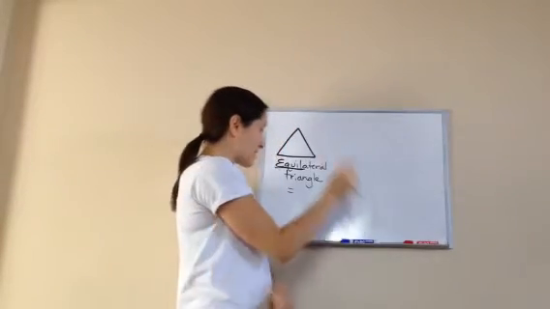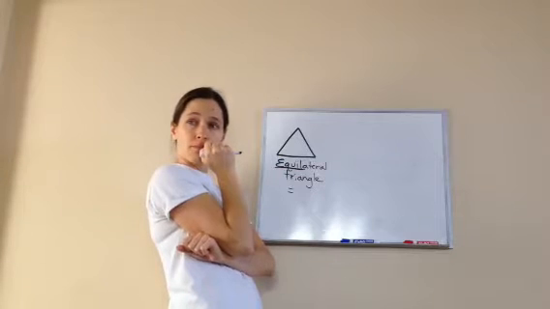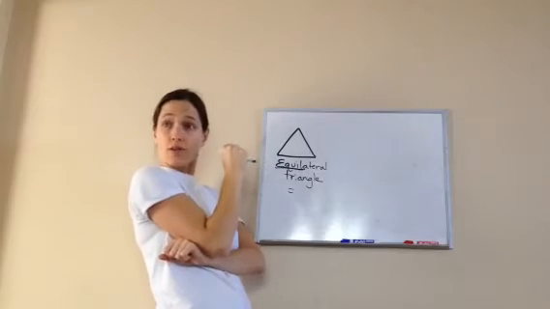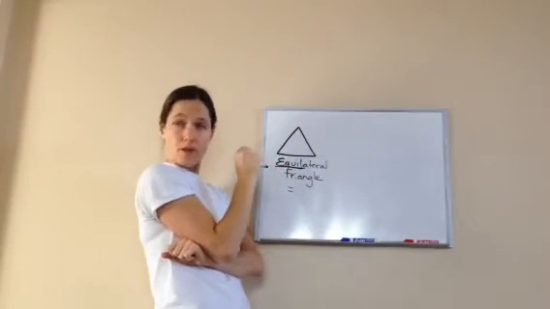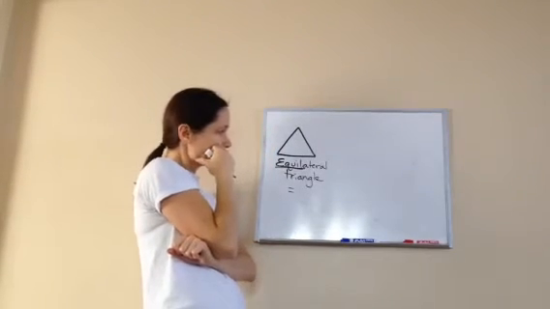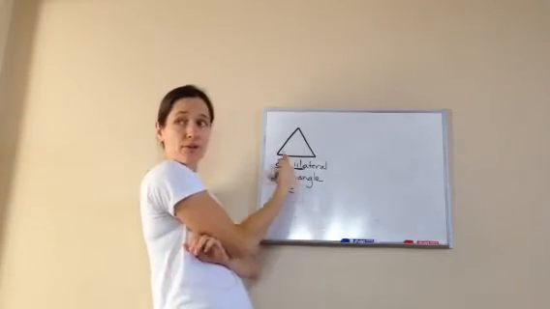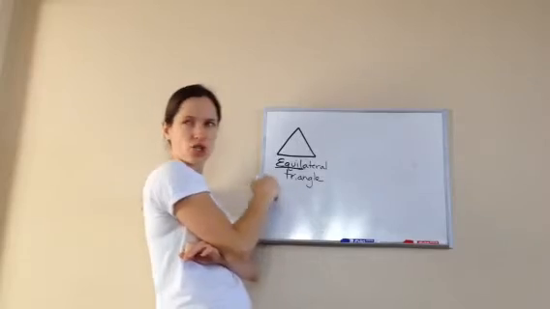Now, is this also an acute triangle? Yes, because all 3 angles are acute. Remember that? Is it a right triangle? No. So this one happens to be equilateral and acute. But we're learning just about equilateral right now. Okay, but I wanted to show you that.